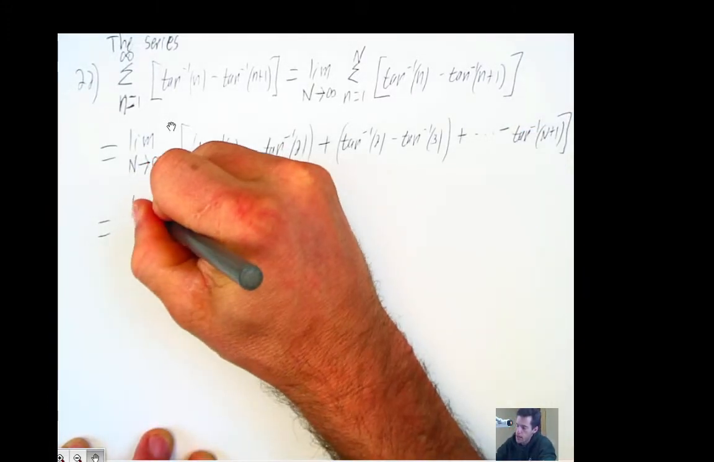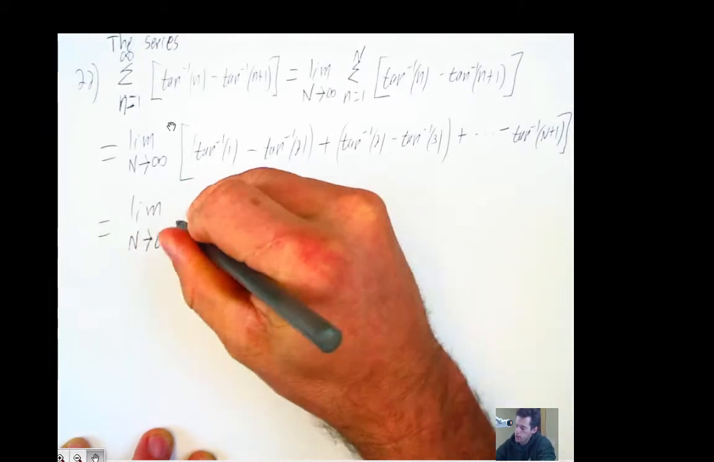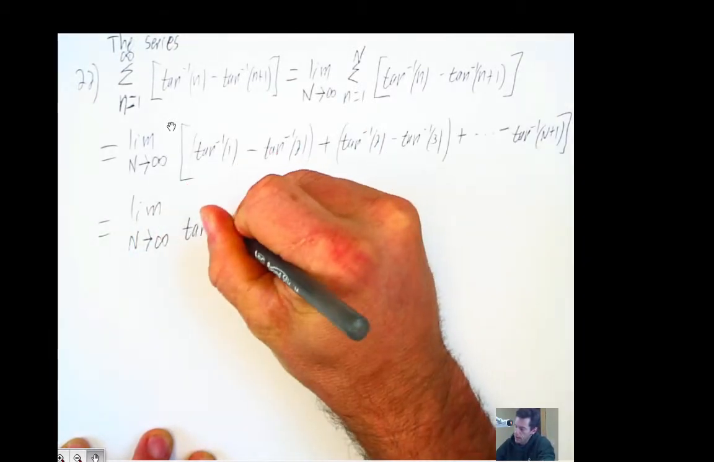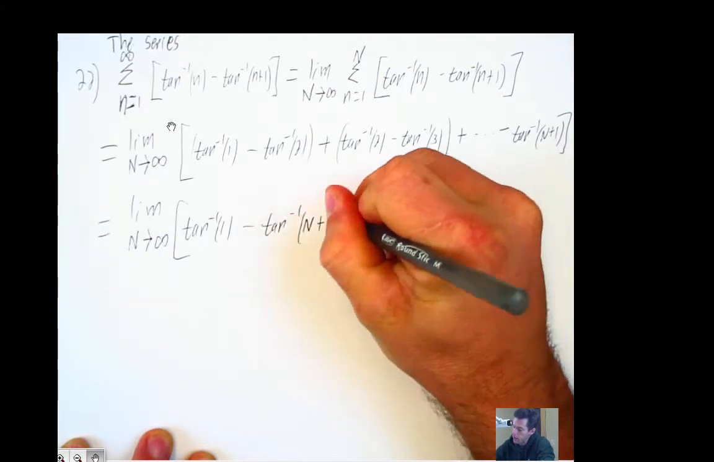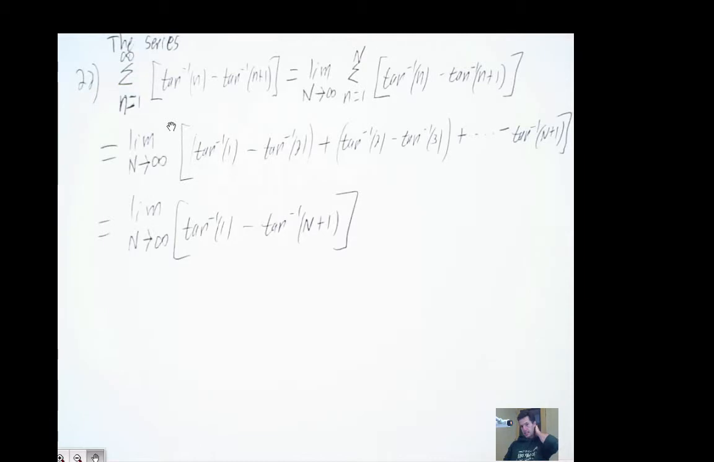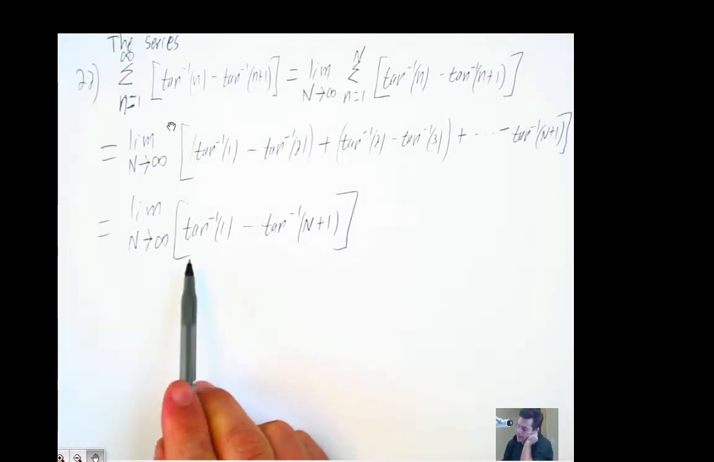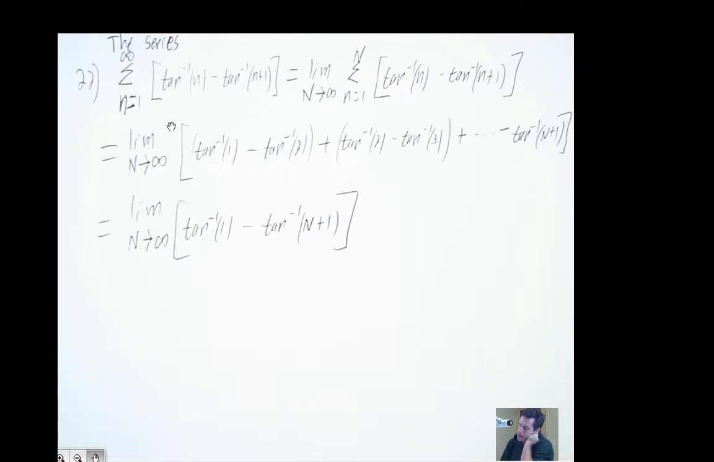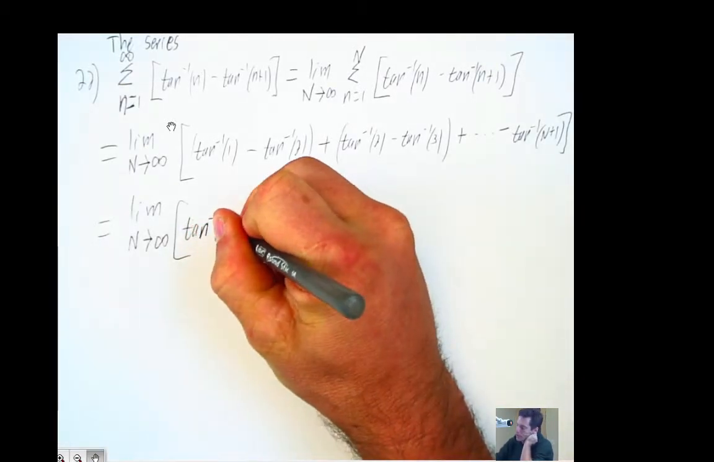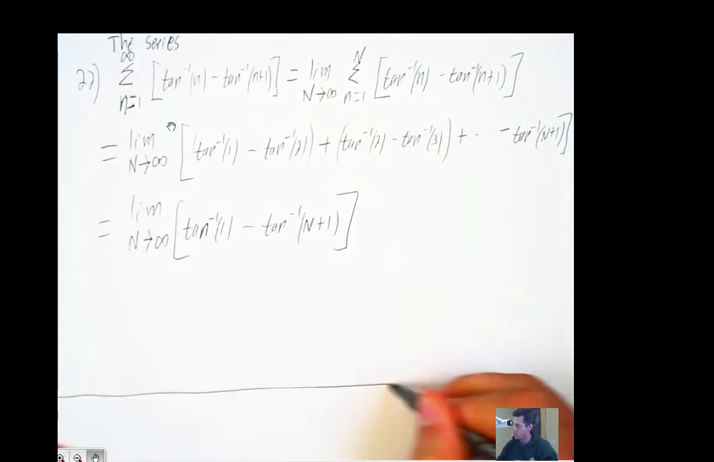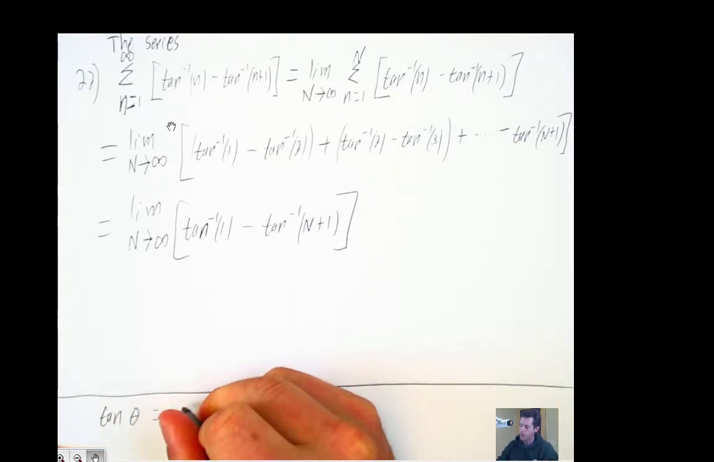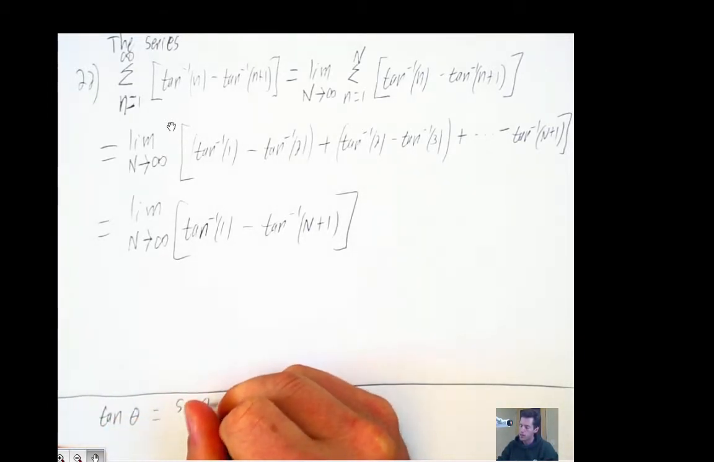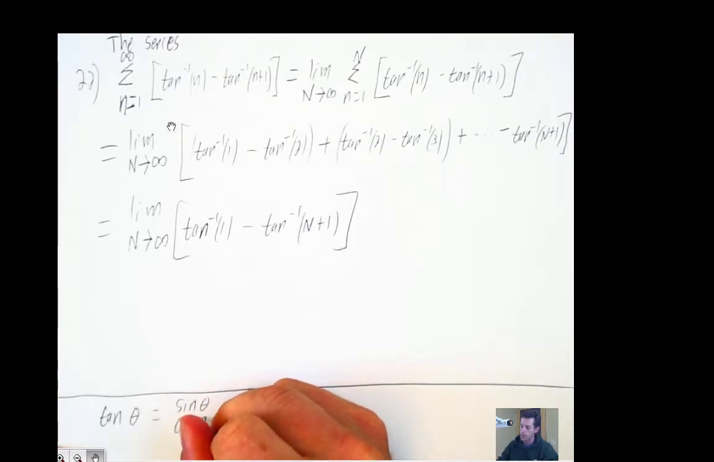So I'm left with the limit as n goes to infinity of tangent inverse of 1 minus tangent inverse of n plus 1. So now I've got to evaluate this limit. So thinking back, tangent inverse of 1, let me set some room aside down here. So tangent of some angle, express that as sine of an angle over cosine of the same angle.